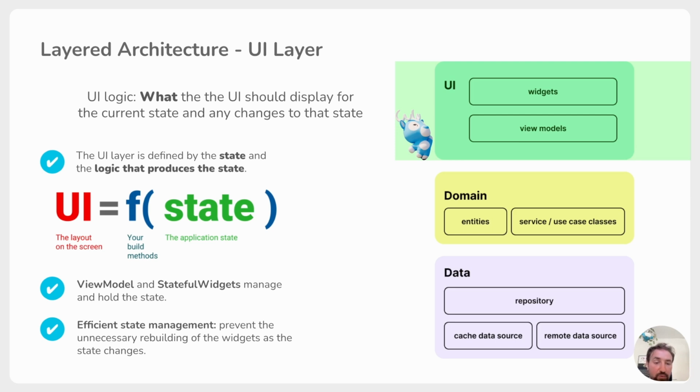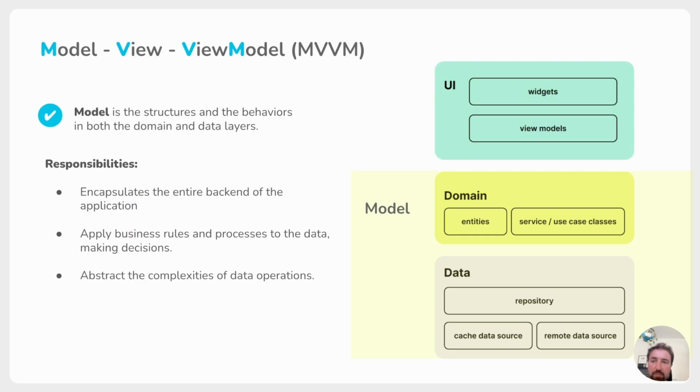ViewModel classes and stateful widgets are the state holders. They create and manage the state. And efficient state management means preventing unnecessary rebuilding of the widgets when the state changes. Let's talk now about MVVM. Model is the structures and behaviors in both domain and data layers. It is the encapsulation of the application backend. Here we apply the business rules, we process the data, and we abstract the complexities of these data operations.